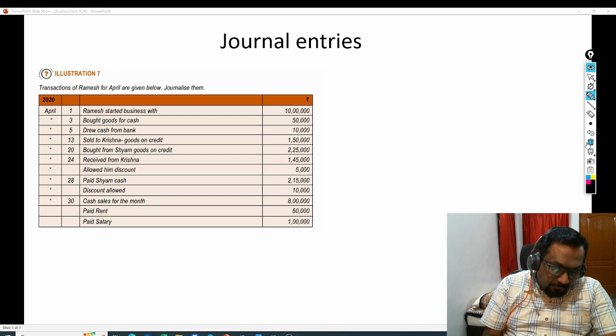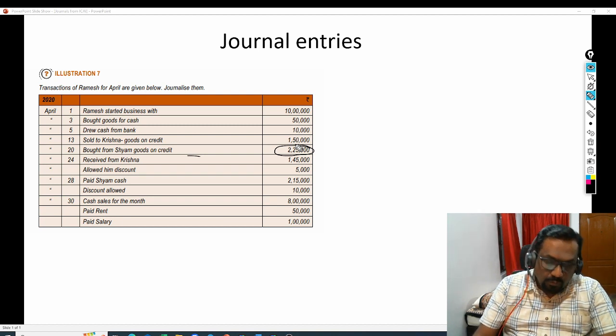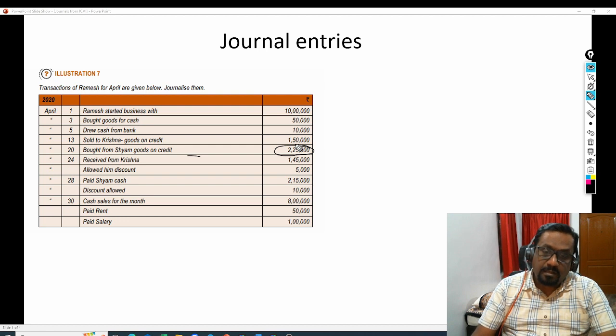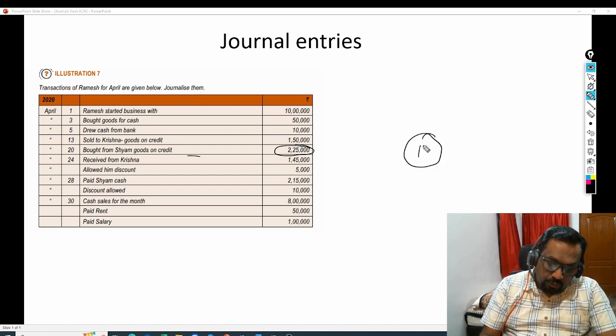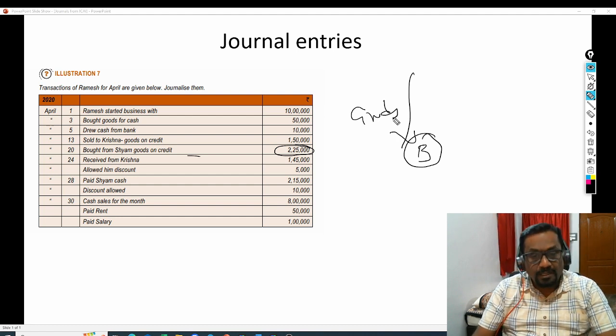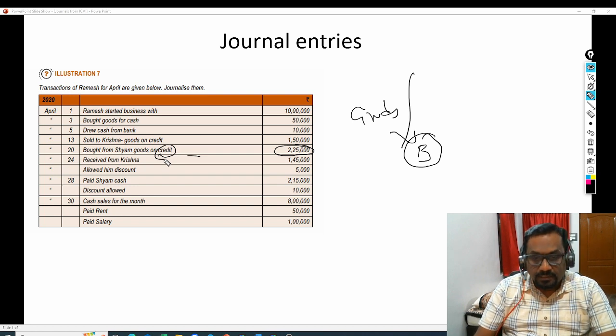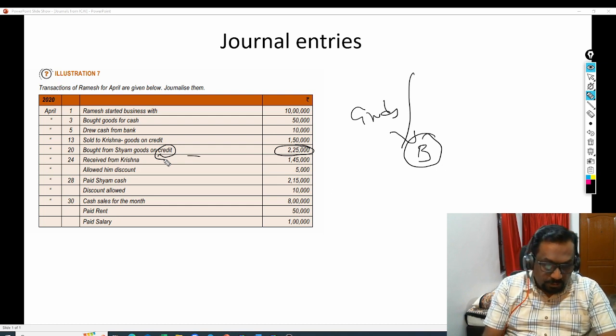Next, bought from Sham goods on credit, 2,25,000. So we purchased goods from Sham on credit. When we purchase goods, what comes in? Goods. What goes out? Nothing. Why? He mentioned very clearly bought goods on credit. Since it is purchased on credit, nothing goes out. If nothing goes out and goods are coming in, your next question should be, who is the giver? The giver is Sham. Right?